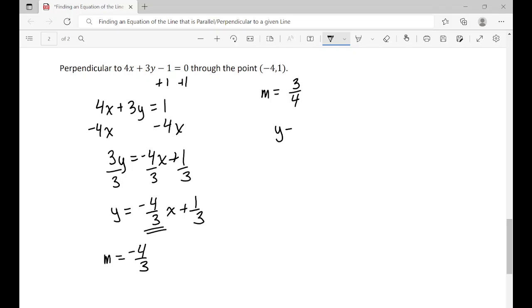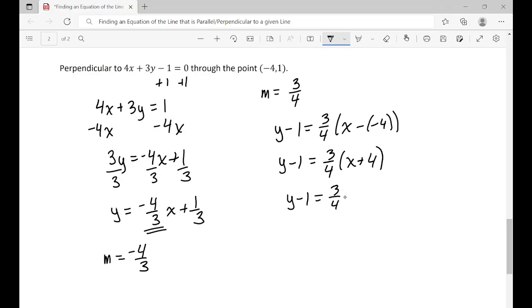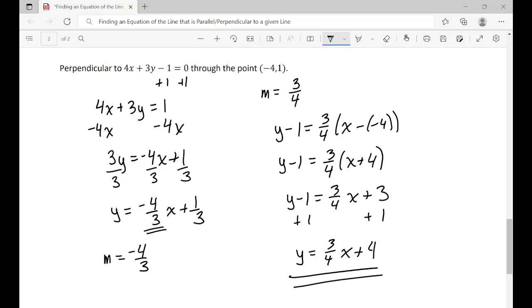So y minus 1 equals 3/4 times (x minus a negative 4). Double negative again, going to make it a positive, so let's clean that up. x plus 4, like so. Now we can distribute the 3/4 across. So y minus 1 equals 3/4 x plus 3. Add 1 to both sides so we can get y by itself. So y equals 3/4 x plus 4. And this is our equation of the line that's perpendicular to the given equation.